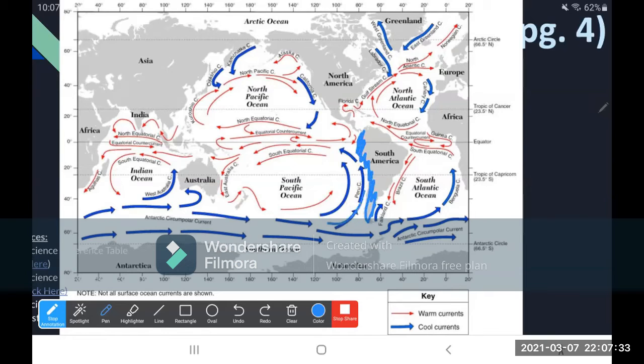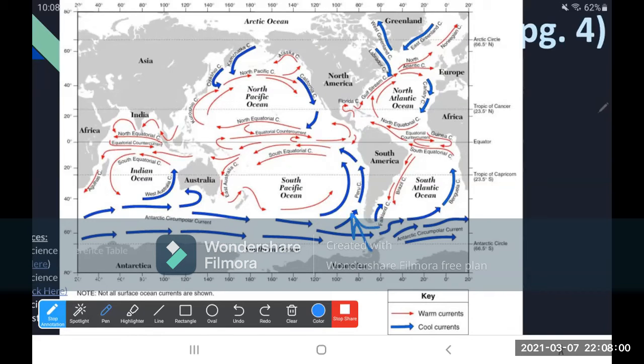Right here. It's called the Peru current. What kind of current is it? Warm or cold? It's a cool current. So how is the weather going to be affected? It's going to become a little bit cooler. So the weather in Peru or Western South America is going to be a little bit cooler because of the ocean current that is next to it.